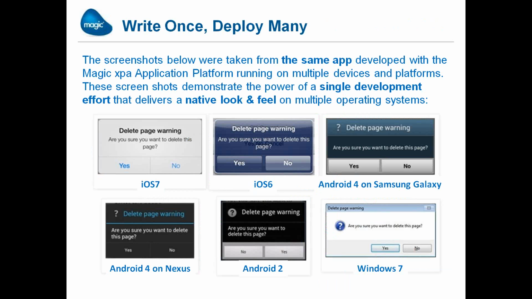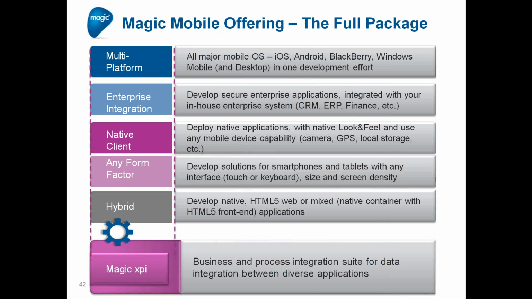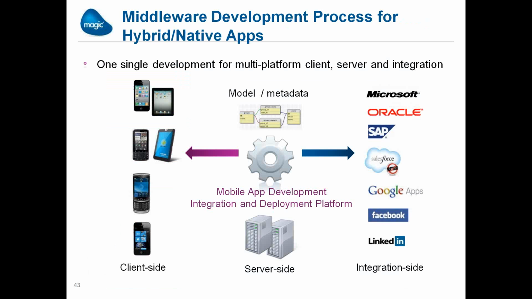When you work with Magic XPA, as we said, you have this write once, deploy many approach, so that you've created something and it takes on the look and feel of the particular operating system that you're working with, whether that be Windows or Android or iOS, or various flavors and devices even that have different looks and feels. So that advantage is very powerful. You also have the ability to work with all of the various form factors, the option of working with hybrid development, so that if you have an investment currently in HTML or you have HTML pieces that you want to make part of your application, that can be brought into that native environment very easily, and the benefit of working with, of course, as we've mentioned, the Magic XPI integration platform.